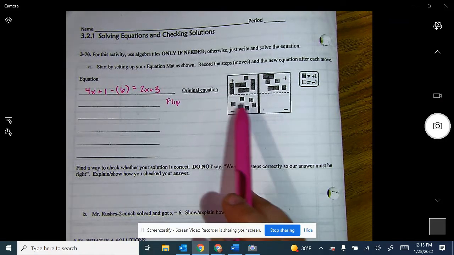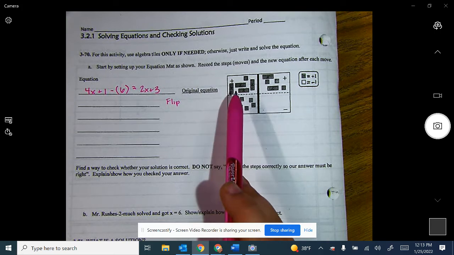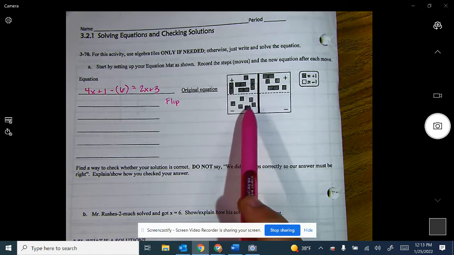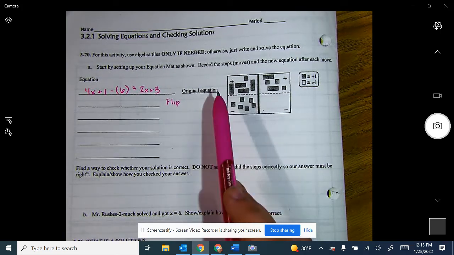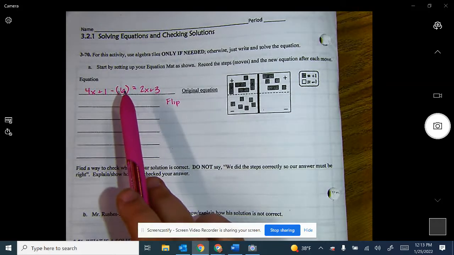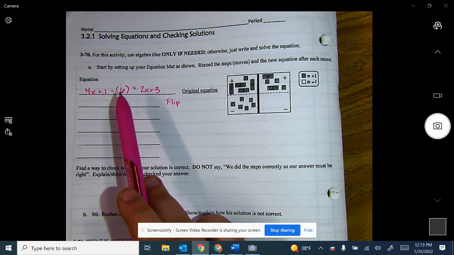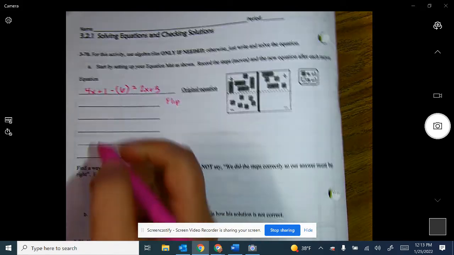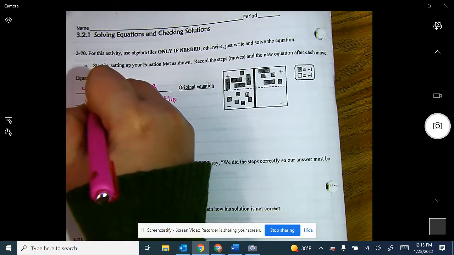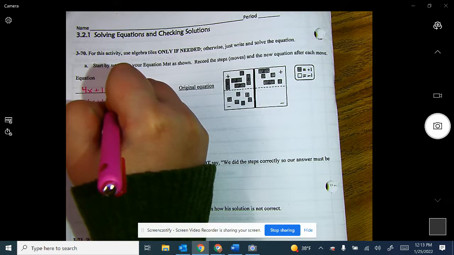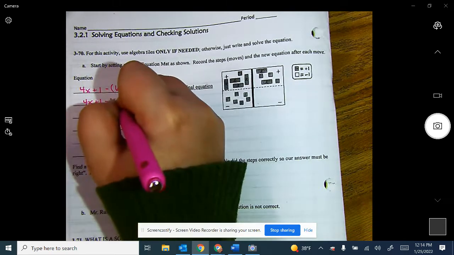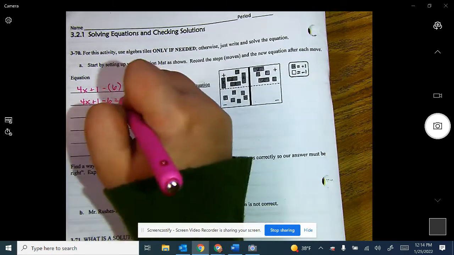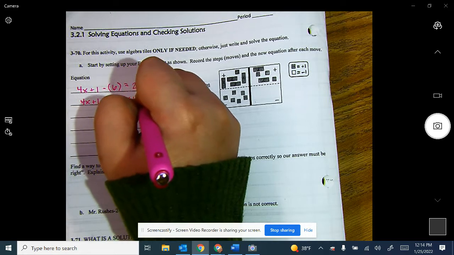And remember, when I do that, I'm physically flipping them over, if I had my actual tiles, which would turn them from positive to negative. Okay, so now instead of having 6 positives right here, I'm going to have a minus 6. So essentially, I'm just taking off the parentheses for this one. So I have 4x plus 1 minus 6. And then there's nothing to flip on the right side. So I have 2x plus 3.